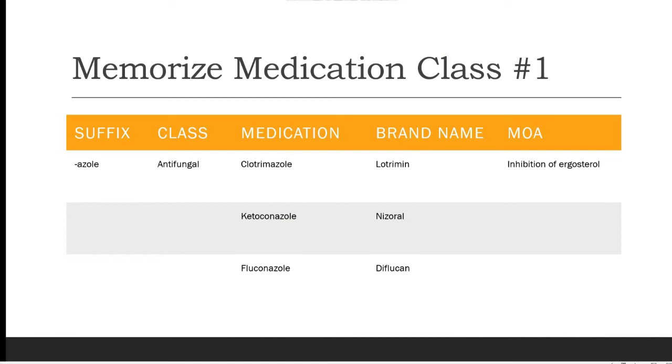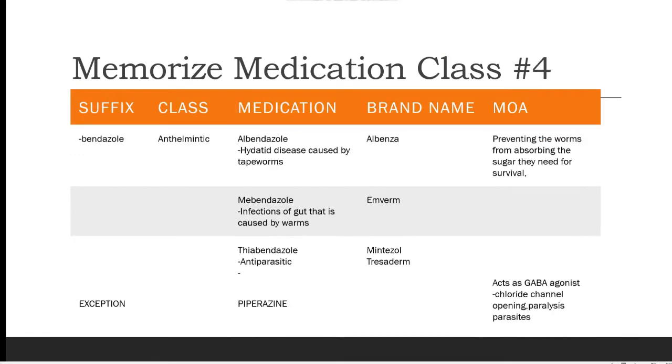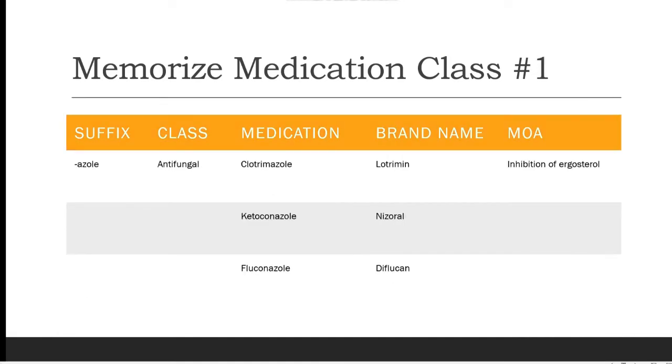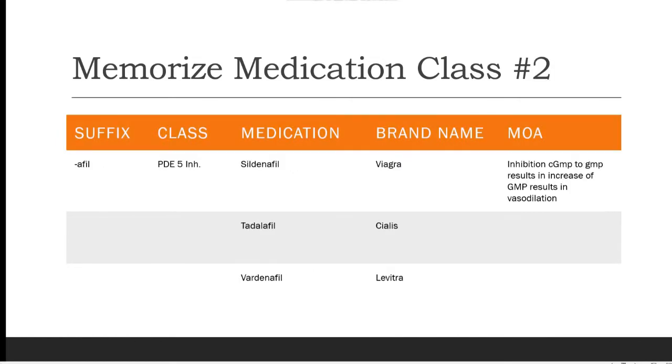Another class of medication that I'm going to talk about today ends with bendazole. Even though it has the name in it, I just opened it to give you an idea, but I will come back to this in a minute.